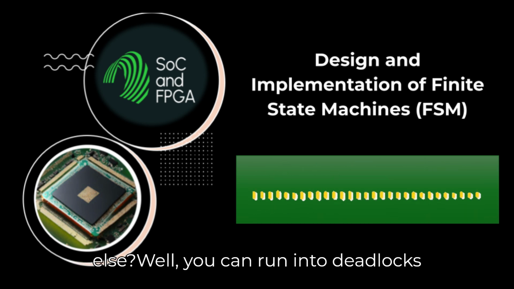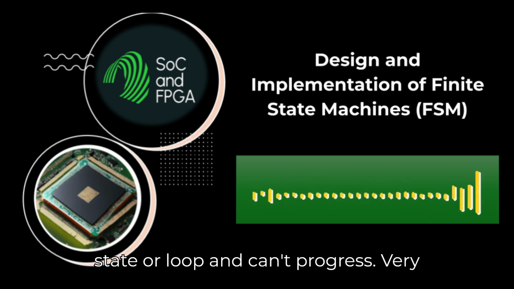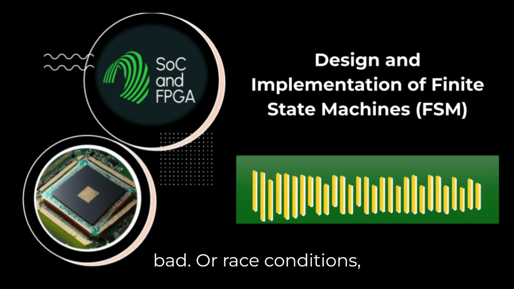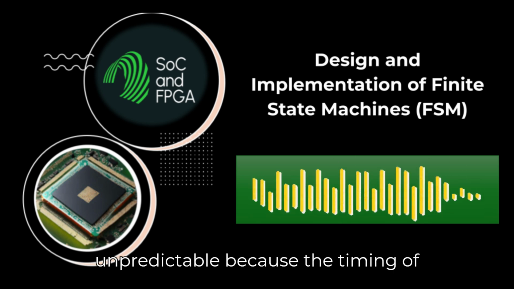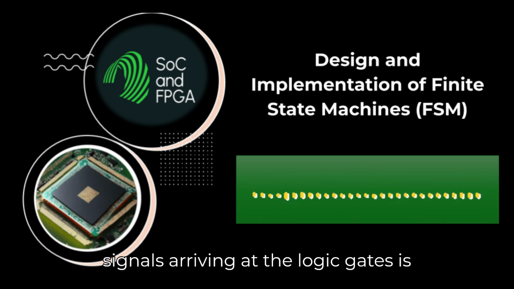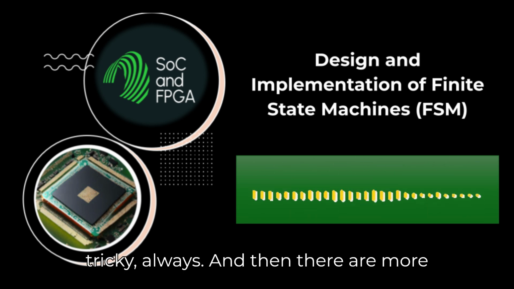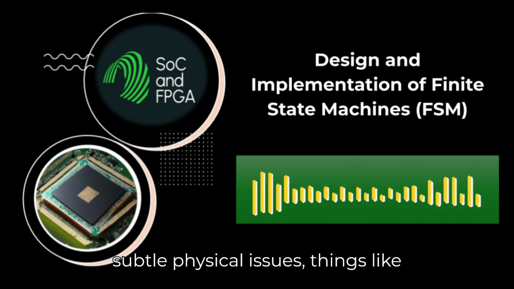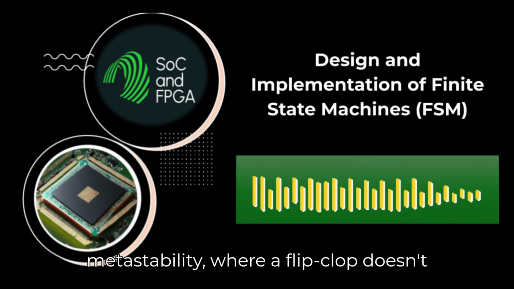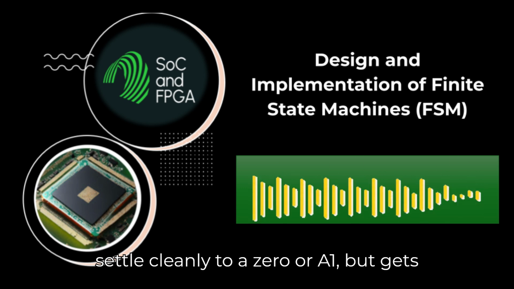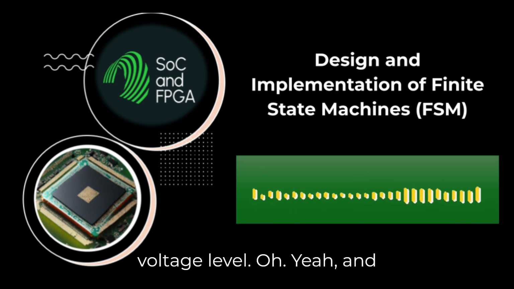What else? Well, you can run into deadlocks, where the FSM gets stuck in a certain state or loop and can't progress. Very bad. Or race conditions, where the final state becomes unpredictable because the timing of signals arriving at the logic gates is just slightly off. Timing. Always tricky. Always. And then there are more subtle physical issues, things like metastability, where a flip-flop doesn't settle cleanly to a 0 or a 1, but gets stuck in some unstable intermediate voltage level. Uh-oh.